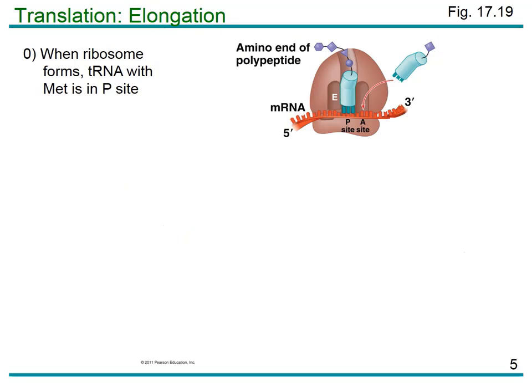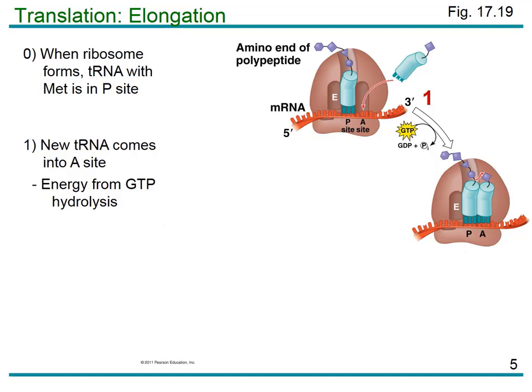I'm going to walk through now the elongation of that growing polypeptide using a figure from the textbook, but the figure has already assumed several steps have occurred and aren't depicted in this figure. So what I'm going to call step 0 is the slide I just talked about, where when the ribosome forms, we have the tRNA that has methionine, the initiator tRNA, located in the P site. So this initiator tRNA has recognized the start codon. That initiator tRNA has methionine bound to it, and it's going to be in the P site of our ribosome.